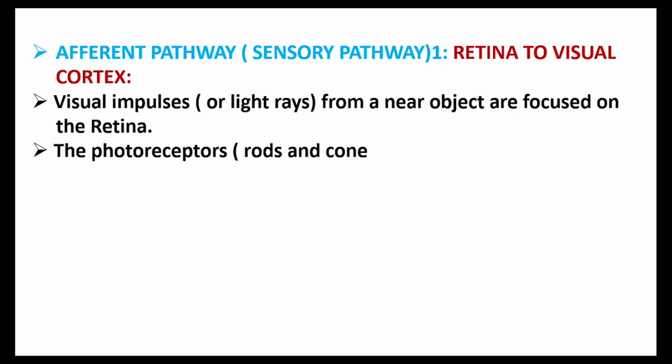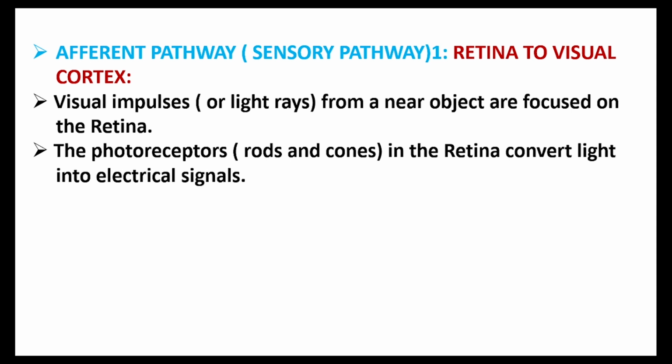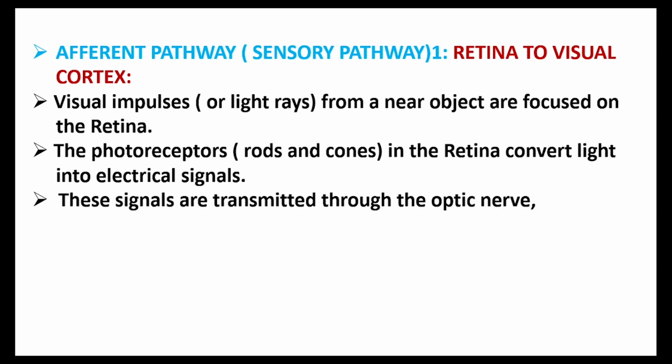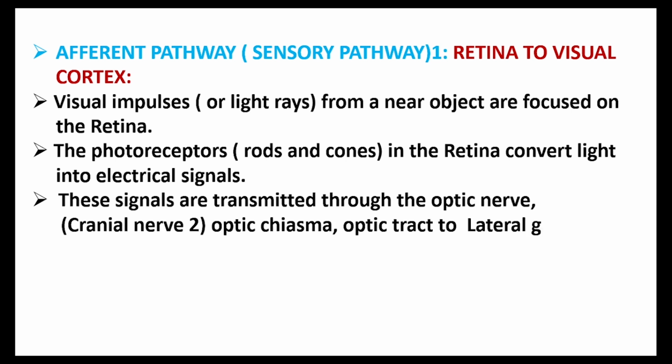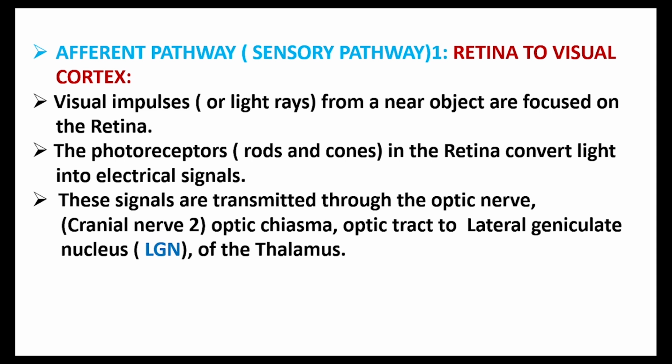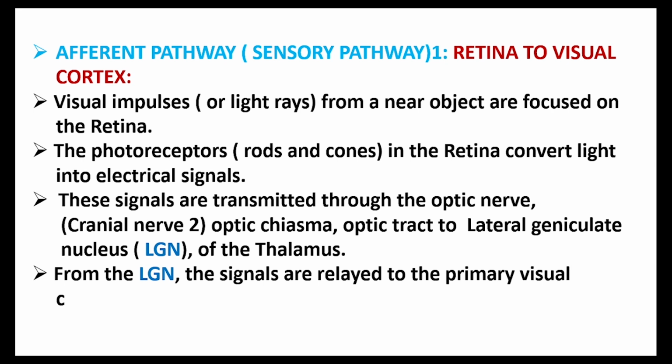The photoreceptors, rods and cones, in the retina convert light into electrical signals. These signals are transmitted through the optic nerve, cranial nerve 2, optic chiasma, optic tract to lateral geniculate nucleus. From the LGN, the signals are relayed to the primary visual cortex, V1, in the occipital lobe for initial processing.